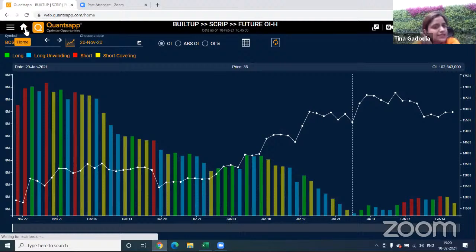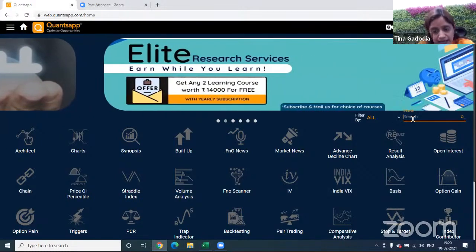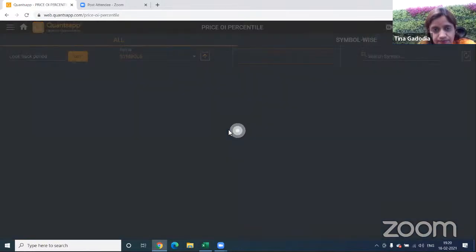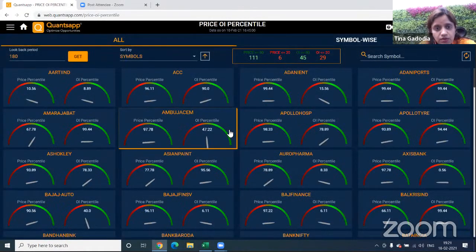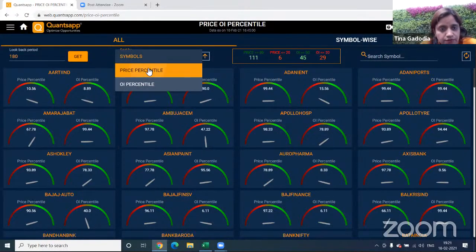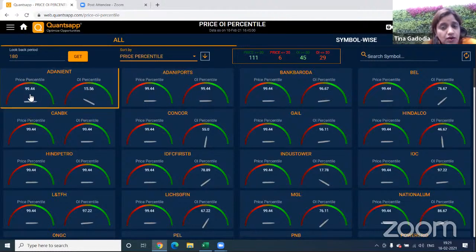Now you have one product called price percentile. It helps you to scan the stocks wherein you see both price and OI action. Now, what are we looking out for? If I'm looking from the long side, I need to look at the stocks where there is a good price and OI action.